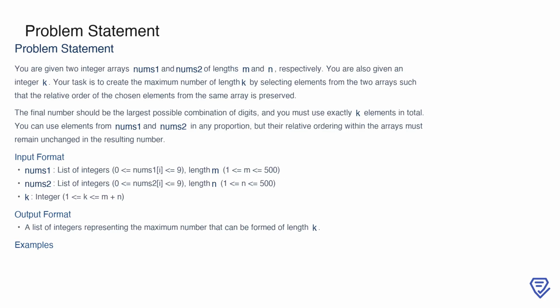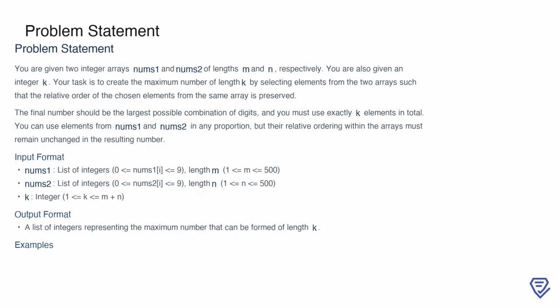In this problem, we are tasked with creating the maximum number of a specified length, k, by combining elements from two given integer arrays, nums1 and nums2. The key requirement is that the relative order of the selected elements within each array must be preserved. This means that while you can pick elements from either array in any proportion, once you select an element from an array, the elements that come after it in that array cannot appear before it in the result.